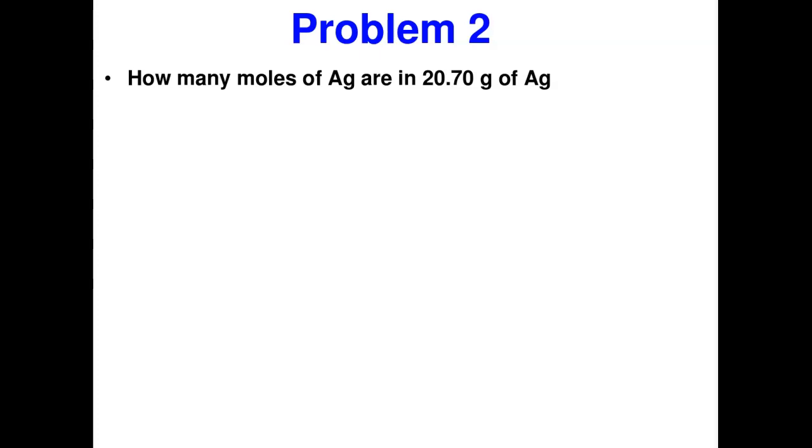Silver is element number 47. It weighs 107.87 to 2 decimal places. Now, it says, how many moles of silver are in 20.770 grams of silver? What do we do? So we just move on.